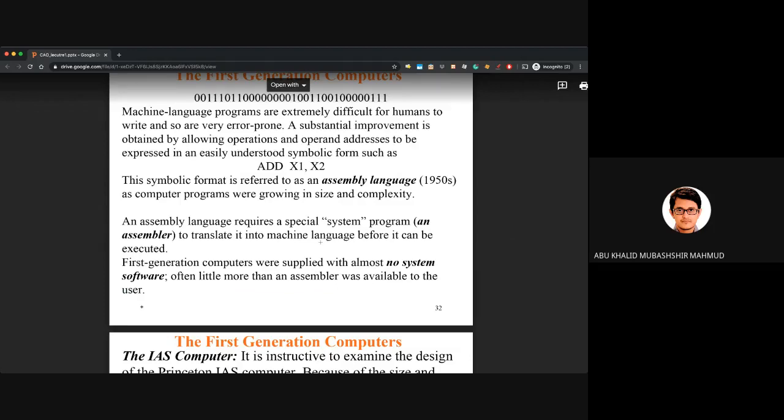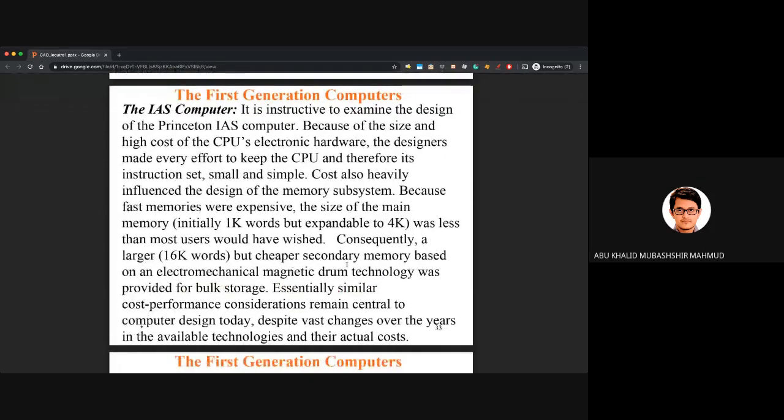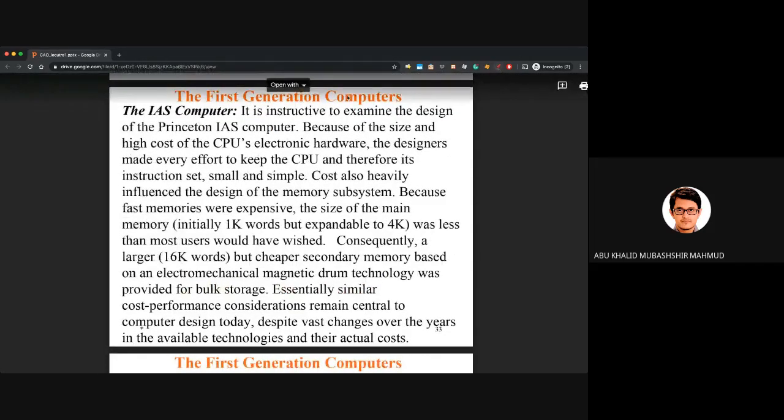Now let's move on further. The IAS computer. As we had discussed earlier, we will discuss it in detail later.